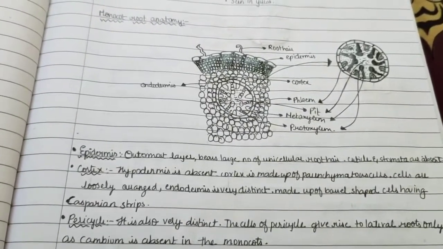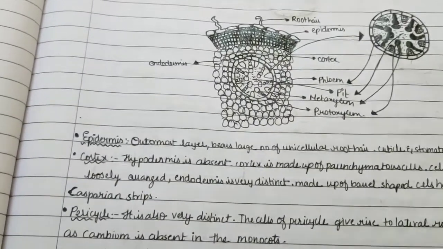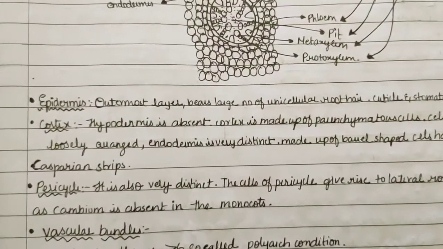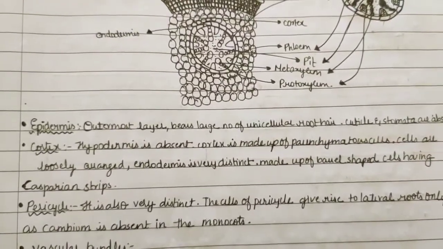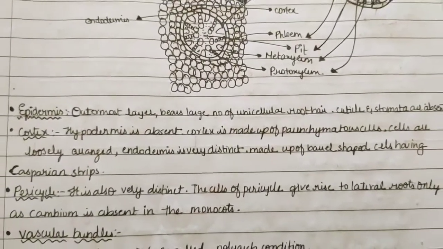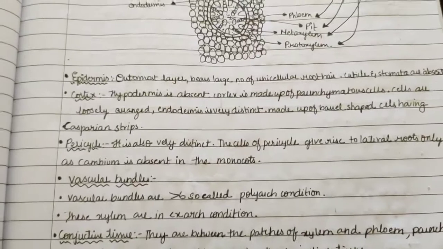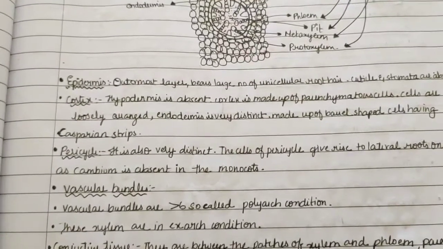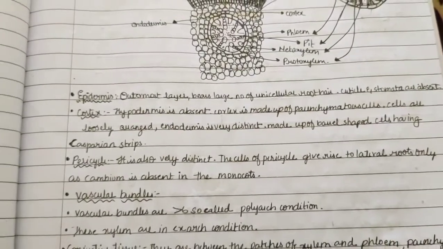Epidermis. The outermost layer bears a large number of unicellular root hairs. Cuticle and stomata are absent in this. Then cortex. Hypodermis is absent. The cortex is made up of parenchymatous cells. Cells are loosely arranged. Endodermis is very distinct, made up of barrel-shaped cells having Casparian strips.